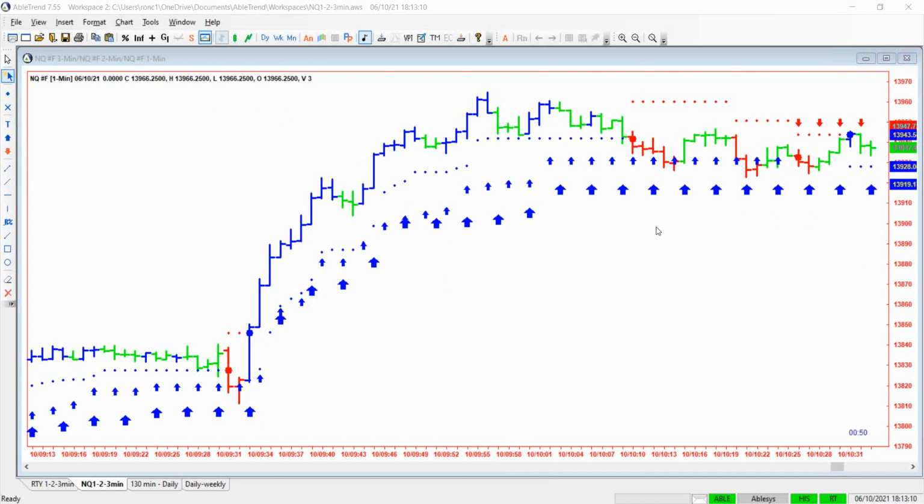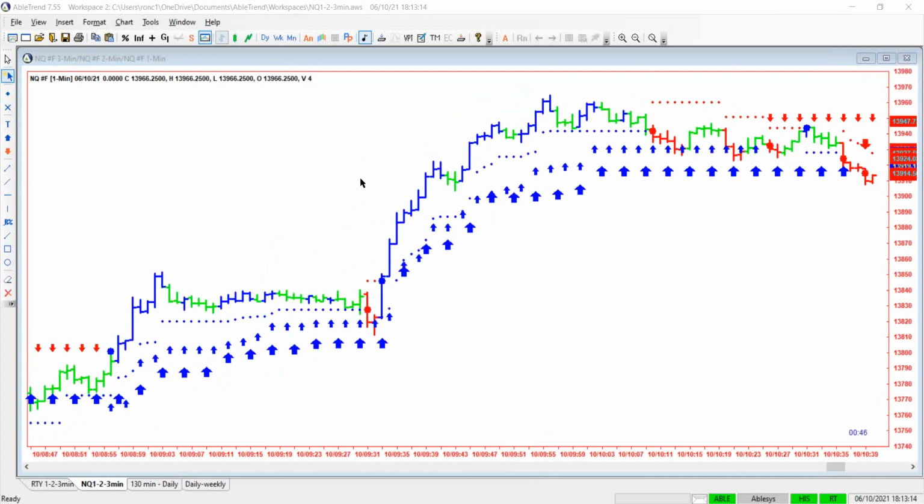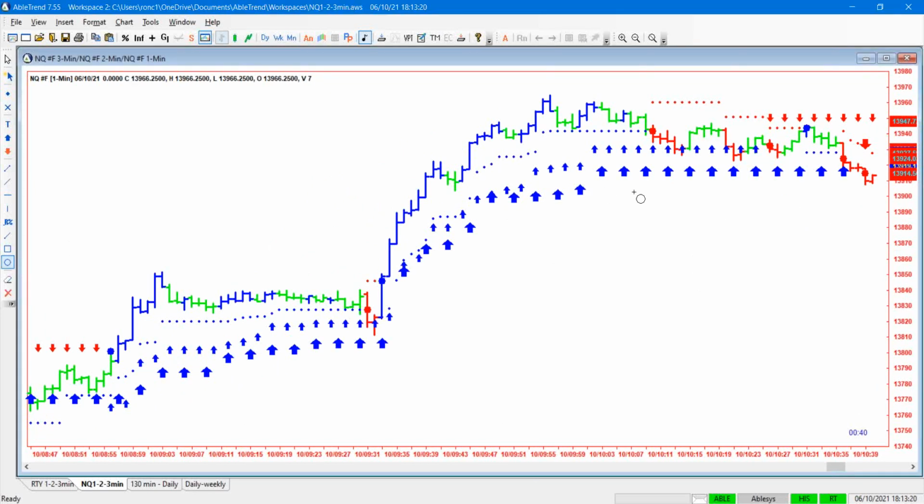That's a good one right there. The market doesn't trend like that often, so you just got to take advantage of that. If it goes sideways, nobody's winning. Just keep that in mind. If it's choppy and sideways, nobody's winning on that day.